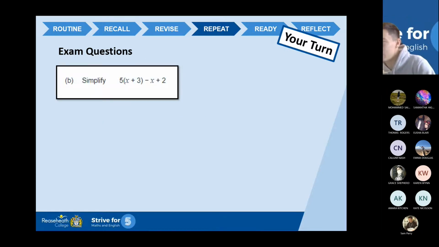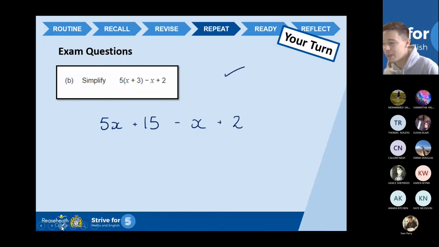Right, same again here. We only expand this first bit here. So 5 times x is 5x. 5 times 3 is 15. Then I've got minus x plus 2. So once again, I've expanded those brackets. So I've picked up a mark for doing that. Thank you, examiner. Now I'm going to group my things together.